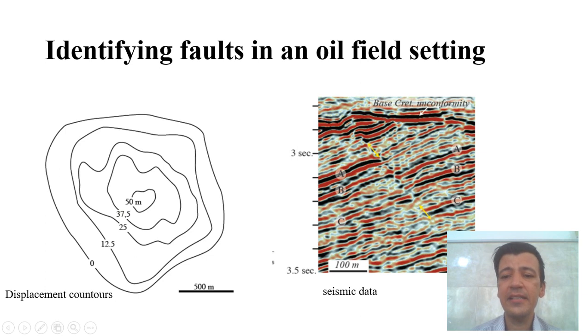What about seismic data? In seismic data we can identify faults as any linear structure that has a displacement in the lines of the seismic data. This is a fault. You can see here we have a fault, and this fault displaces layers in the seismic data. This is how we can identify faults in an oil field setting.